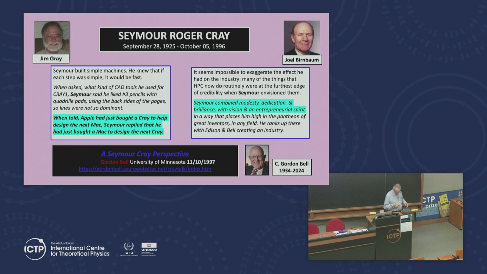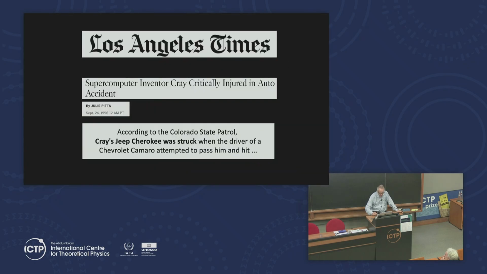A couple of quotes, and I'm going to stop. Read the left panel. When asked what design tools he used, Seymour Cray said he liked number 3 pencils and paper, writing on the back so the lines were less visible. And then he was told, Apple just bought a Cray to help design the Mac. He replied, well, I just bought a Mac to design the Cray. So anyway, he was a remarkable man, incredibly influential, and I think that's pretty well the end for me.